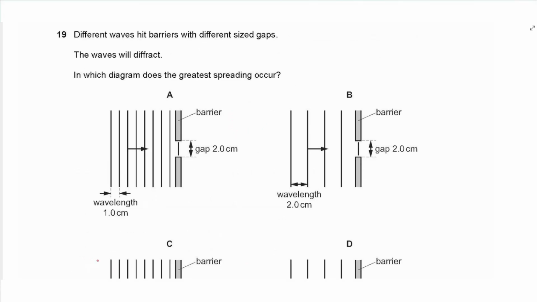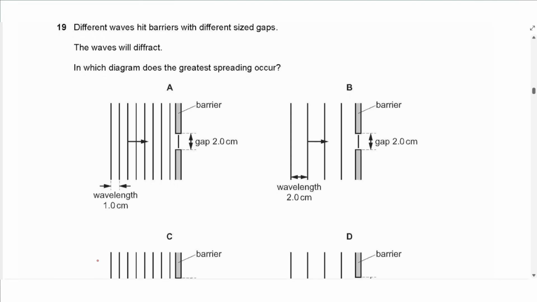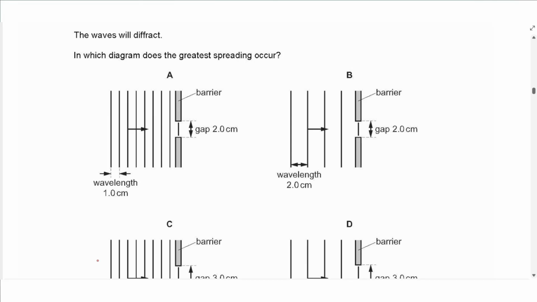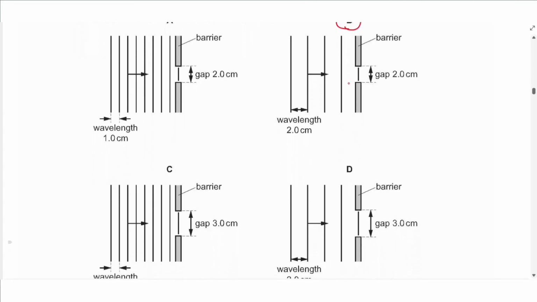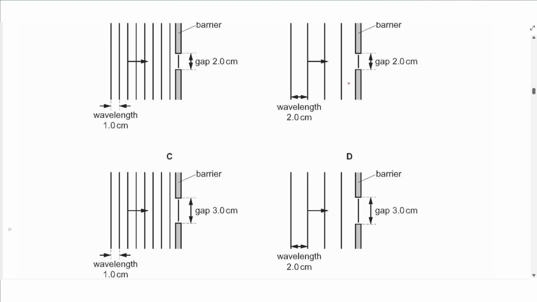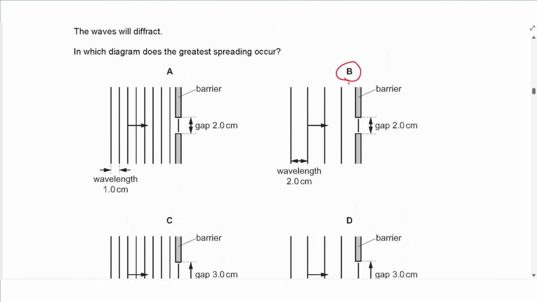Question 19 says different waves hit barriers with different size gaps. The waves will diffract. In which diagram does the greatest spreading occur? So the gap should be equal to the size of the wavelength, not larger. In A, we have the gap larger than A, twice the distance. In B, we have the wavelength and gap at the same size. So this would be correct. C, we have 3 and 1, again barrier gap greater than the wavelength. 3 and 2 for D, also greater, so the correct choice is B.